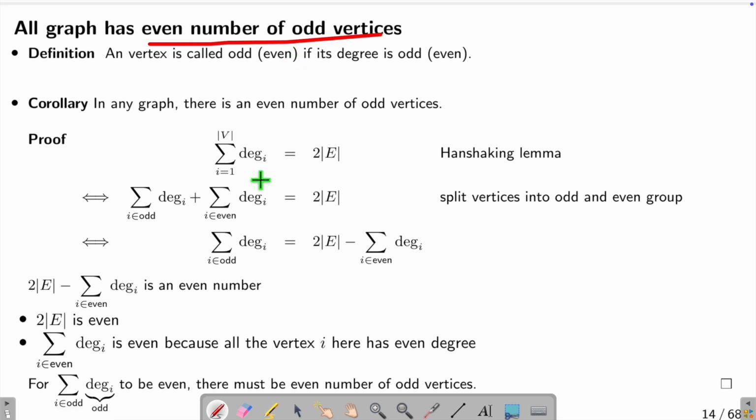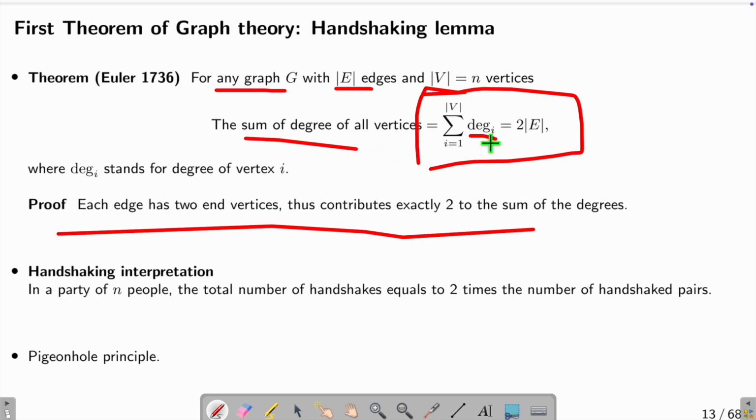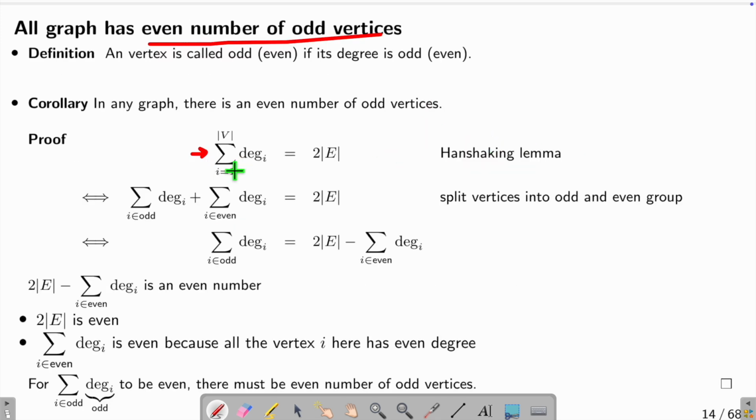First, we have the handshaking lemma, exactly this sentence. Then what? This summation means all the vertices. 1, 2, 3, 4, 5, 6, 7, 8, 9, 10, right? Some of them are odd, some of them are even, right? So I can split it like this. Okay, so I have this. And then I move the even part to the other side, so I subtract it, so I get this thing.